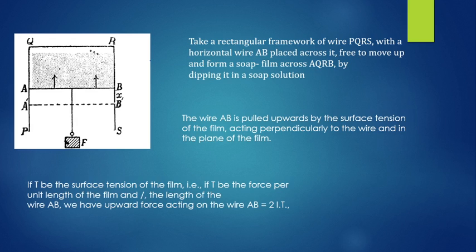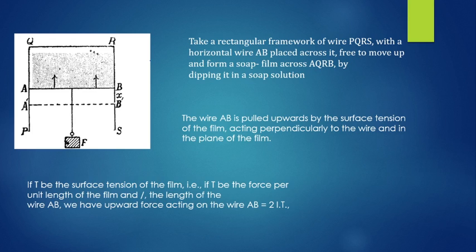So due to surface tension, the wire AB is pulled upwards. T is the surface tension of the film. If T is the surface tension of the soap solution, then the upward force is given by 2TL, where T is the surface tension and L is the length of the wire. Then the upward force due to surface tension is given by 2TL.